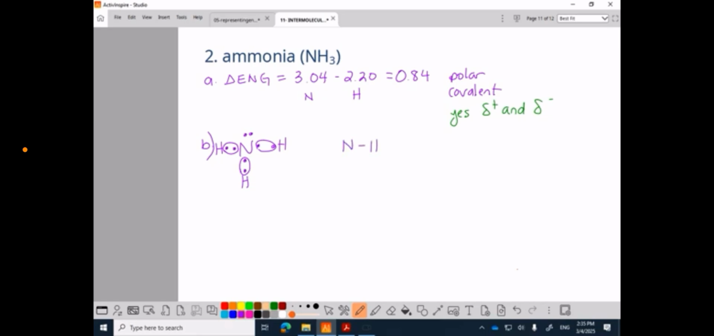You can do bubbles, you can do lines, you don't have to do both. And in either situation, you want to make sure to include the slightly positive and slightly negative. So nitrogen has a higher electronegativity. 3.04 is higher than 2.2. So the nitrogen is going to be slightly negative. It is more greedy for electrons. And the hydrogen is going to be slightly positive. So make sure you label all of the hydrogens slightly positive.